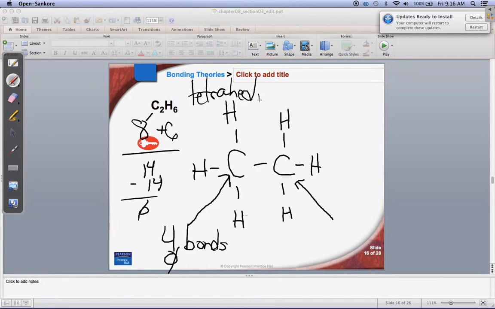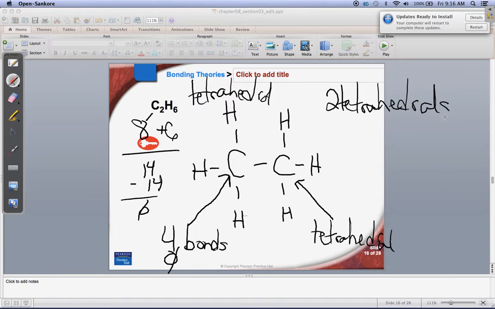Now you do the same thing for the other carbon. He's bonded to 4 things, has no lone pairs, so he would also be tetrahedral. You could write it like this. You could write it 2 tetrahedrals. You could write it tetrahedral times 2. But anytime you have 2 central atoms, multiple central atoms, you have to get the shape around each one.